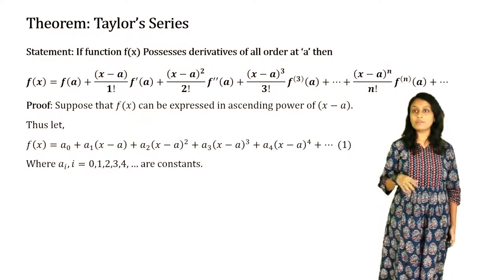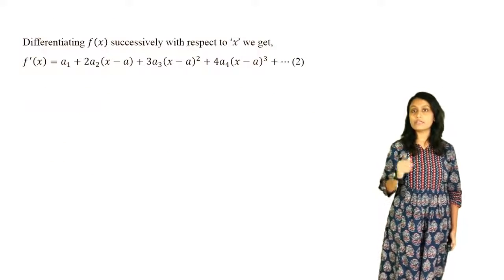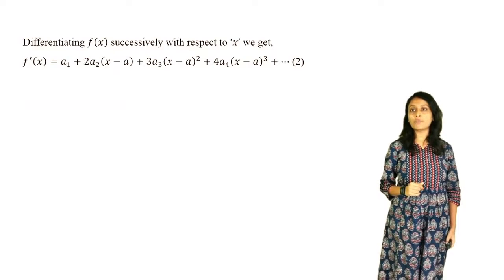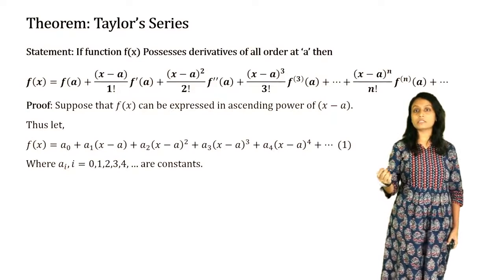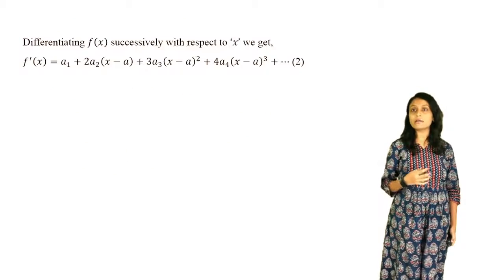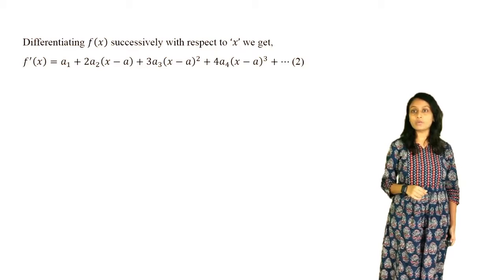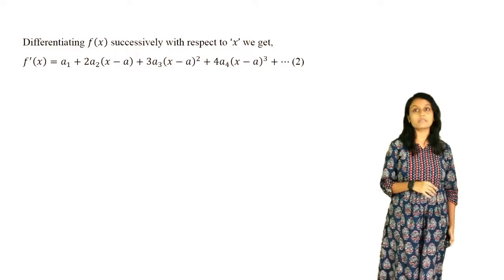Now what we will do, we will find its derivative with respect to x. Now here you can see the first term a0 is a constant, so its derivative is 0. The next term a1 into (x minus a), its derivative with respect to x is a1. Next it will become 2a2 into (x minus a), plus the next one will be 3a3 (x minus a) whole square and so on.